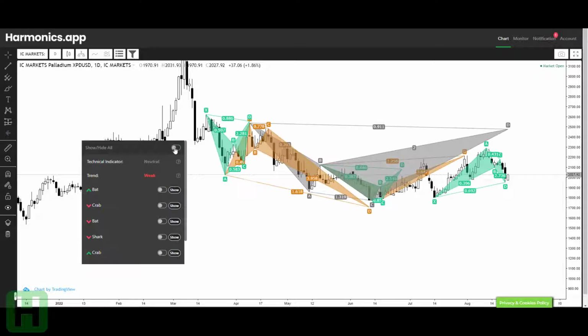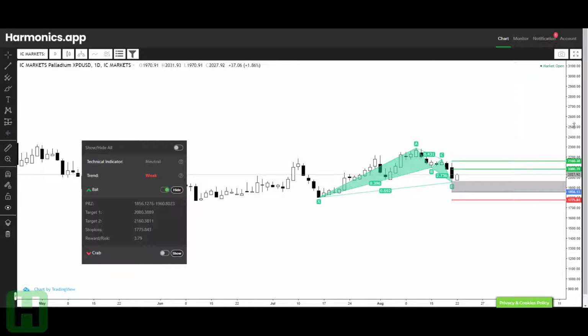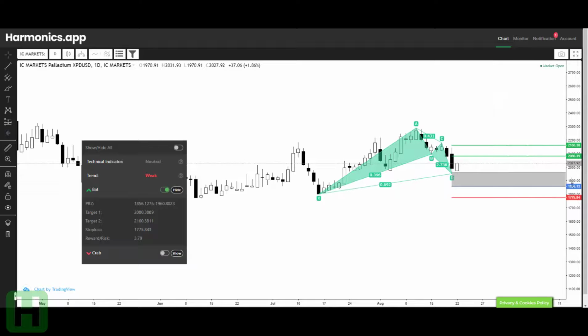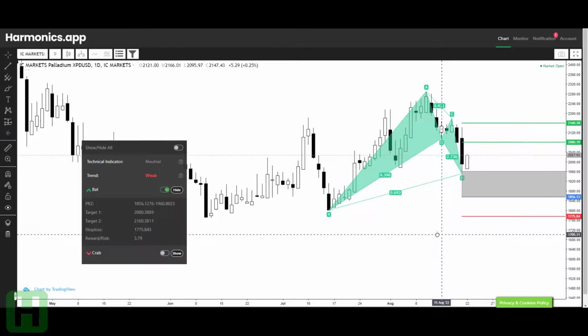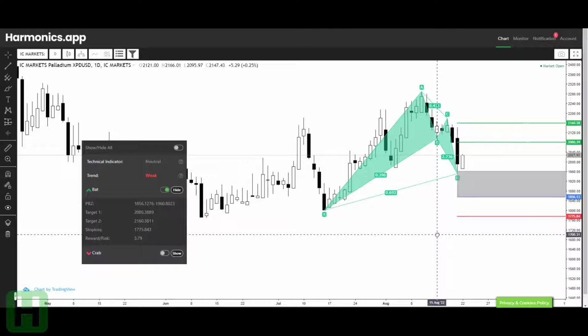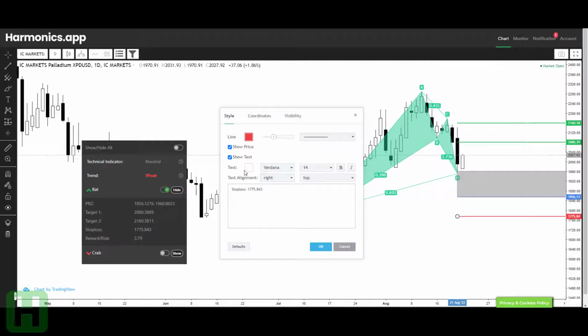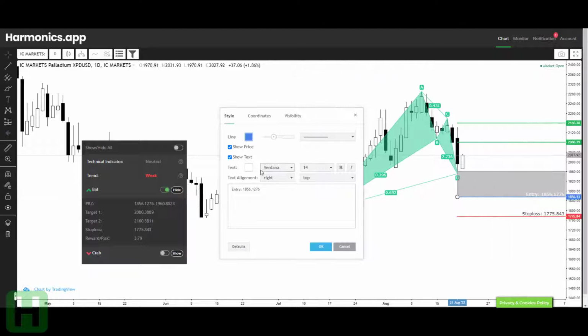Okay, I will remove all other patterns and I will leave only the bad pattern. I will increase this one so it looks much better. One of the disadvantages on the white background is you cannot see here the levels, but you can change that by clicking the right mouse button, then format and change the text into black. And then you will see everything that is needed.